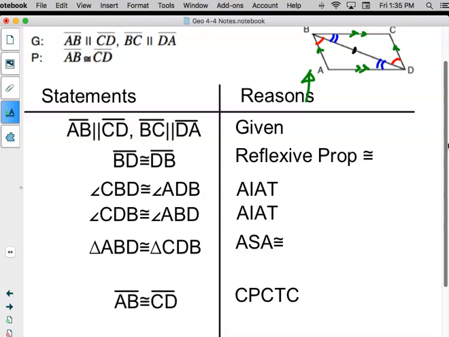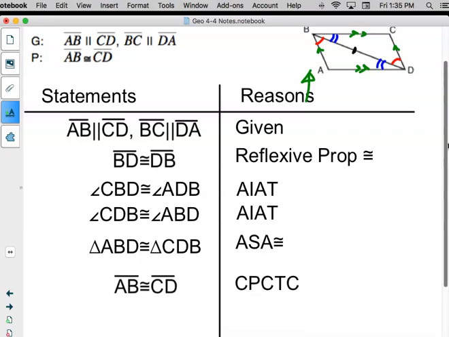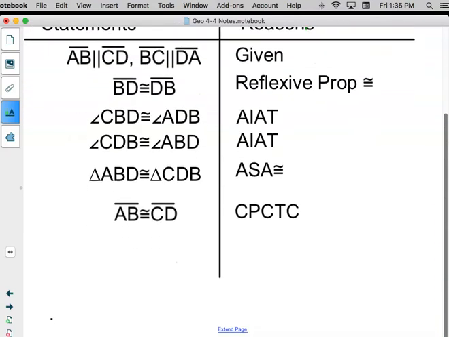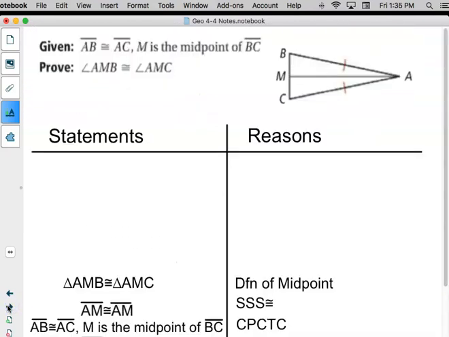Because our triangles are congruent, we know that there are corresponding parts in those congruent triangles that are congruent, and that's how we know segment AB is congruent to segment CD, because of corresponding parts of congruent triangles. Okay, we're done with this one. Let's see if we've got anything below, and we'll go on to our next proof.